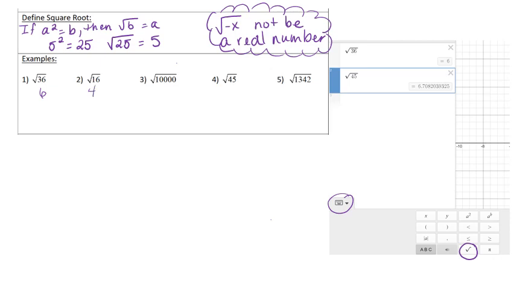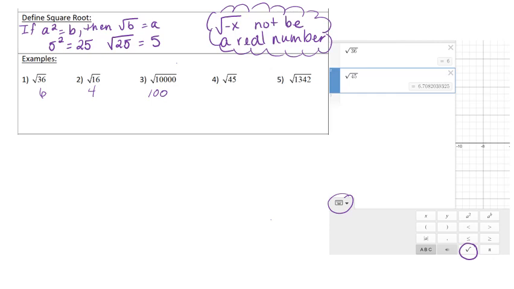You type in the square root of, almost said 1,000, but that's 10,000. And that's going to be 100, because 100 squared is 10,000. Now, 36, 16, and 10,000 are called perfect squares, because when I find their square root, I get a whole number. If I find the square root of a number that is not a perfect square, it's actually going to be an irrational number, meaning a decimal that goes on forever.